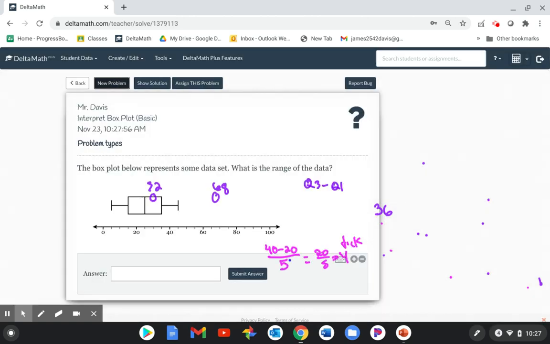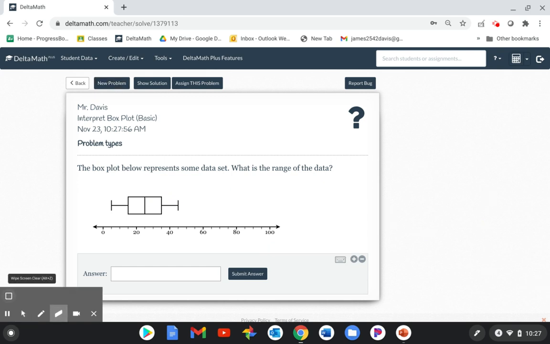All right, so that's pretty much the gist. You could have, again, any number of questions. It looks like this one is actually by 5s. Again, how you could figure out these scales is just take two values. Let's just say 20 and 40 again.